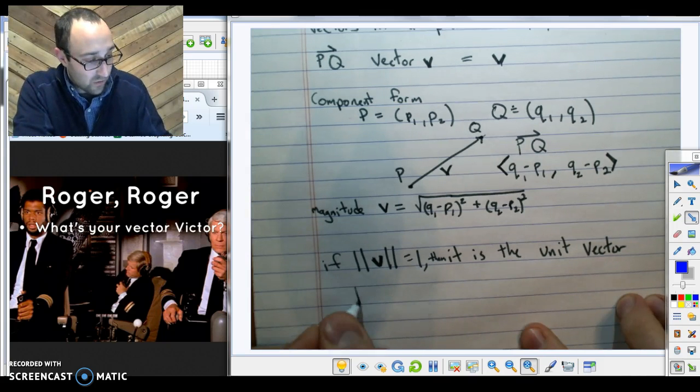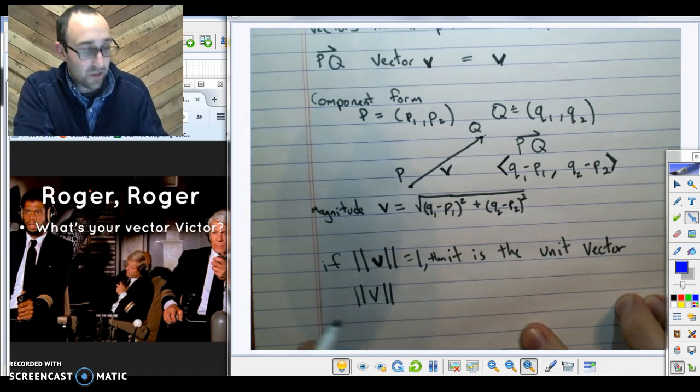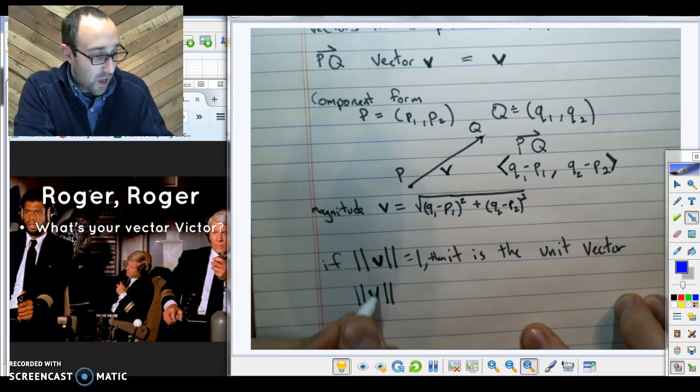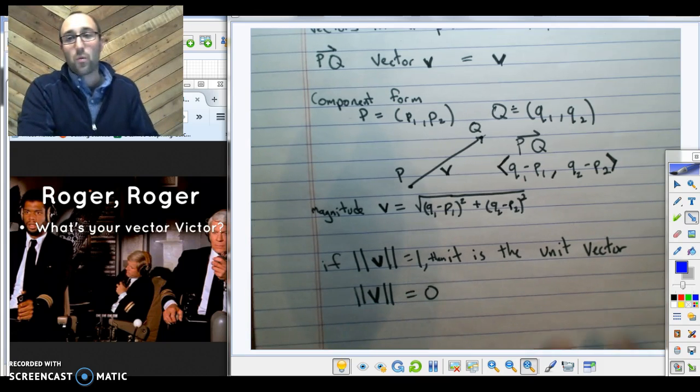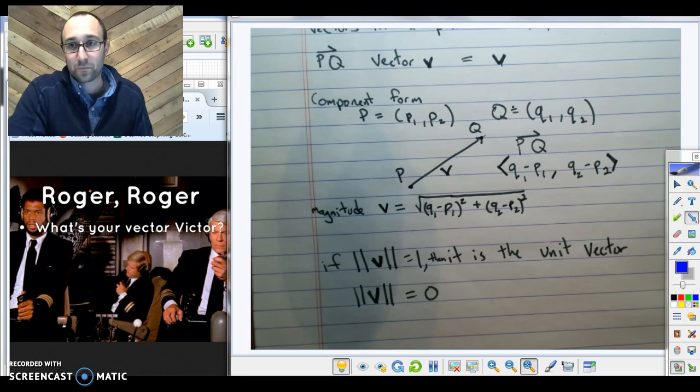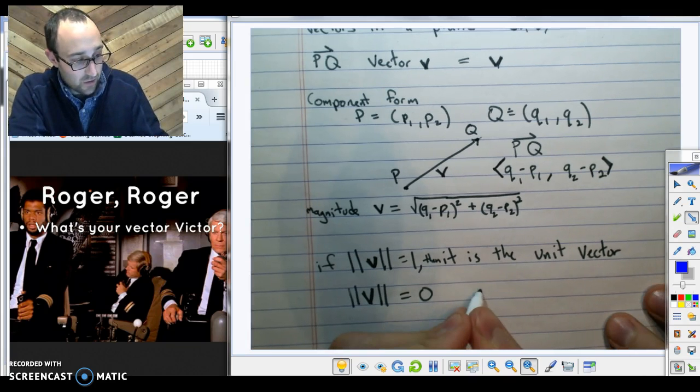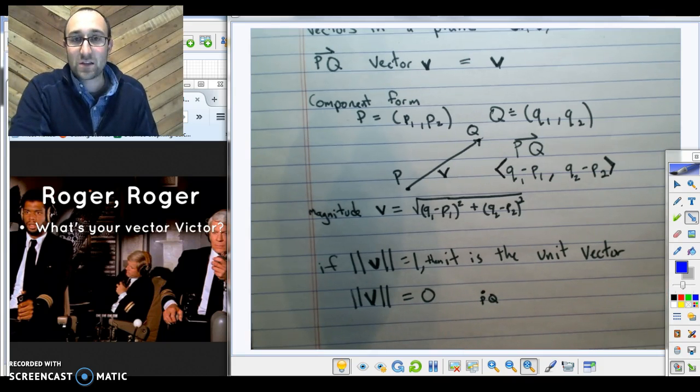If the magnitude happens to equal 0, what does that tell you about how long the vector is? Well, I'm starting at point P, I'm ending at point Q, and it is the exact same point. So that means that we don't really have a vector at all. You start and end at the same point. All right, there you go.